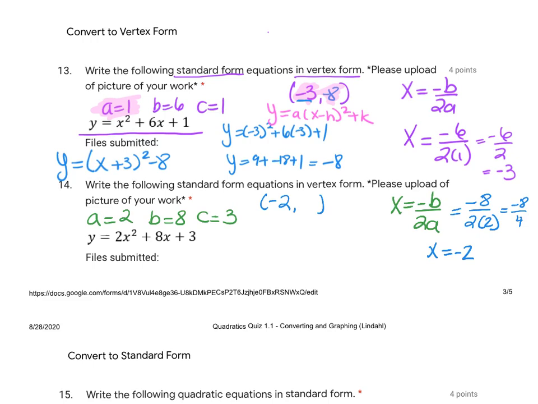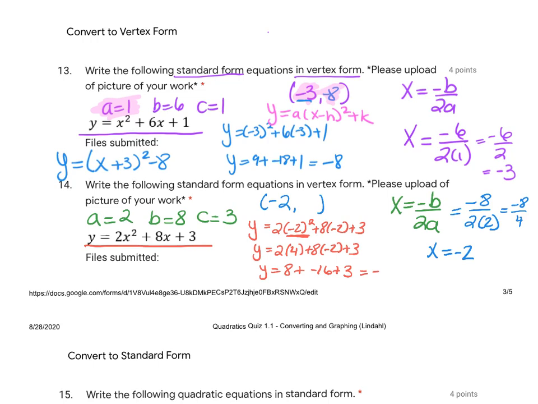Then I'm going to take that negative 2 and substitute it back into my original equation. So everywhere where I see an x, I'm going to substitute a negative 2. Now if you're not using a calculator, be really careful about your order of operations. First I want to do my exponents. So negative 2 squared is 4. Then you're going to do your multiplication. So 2 times 4 is 8. 8 times negative 2 is negative 16. So I'm going to have 8 plus negative 16 plus 3, and I'll get negative 5.